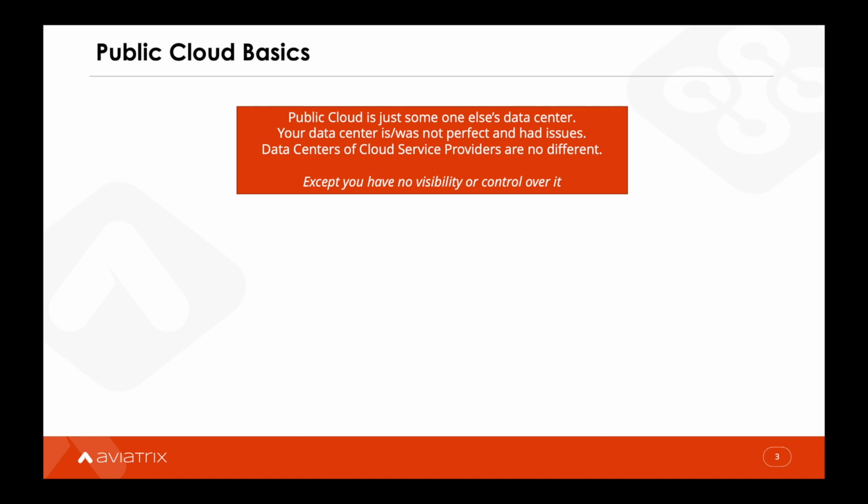There's no magic there. The hardware infrastructure of CSPs is subject to the same limitations that you encounter in your data center. But the big difference here is that you're at the mercy of the CSP, and you have no control over the hardware that your application runs on.